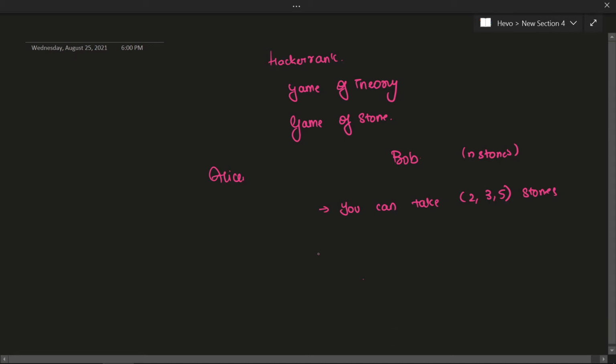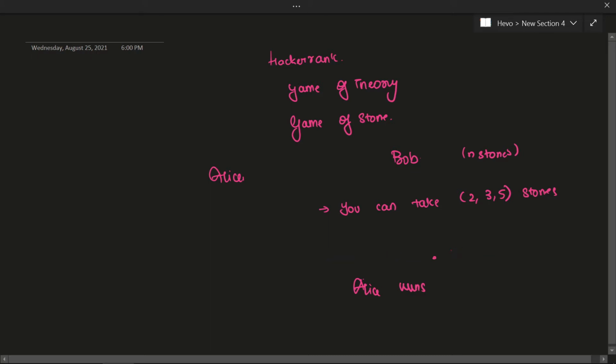So for example, suppose we have 1 stone remaining in the pile, and it's Bob's turn. Players are restricted to only take 2, 3, or 5 stones from the pile. They cannot take 1 stone because we do not have such an option. So Bob cannot take any stones, he is declared the loser, and Alice wins. I guess you might have understood the question. Now let's start to build up a solution.